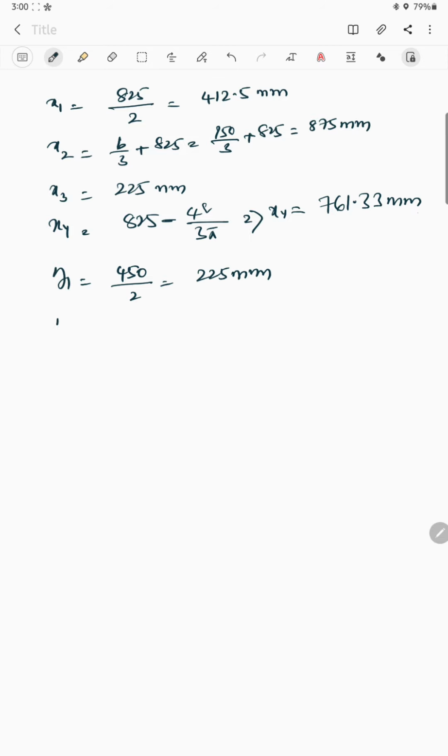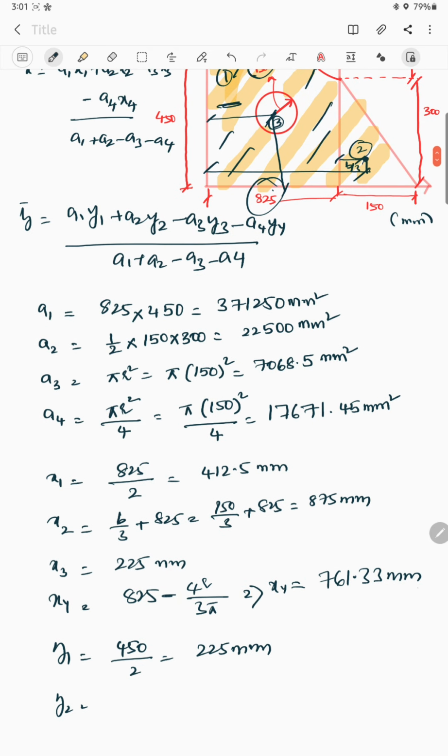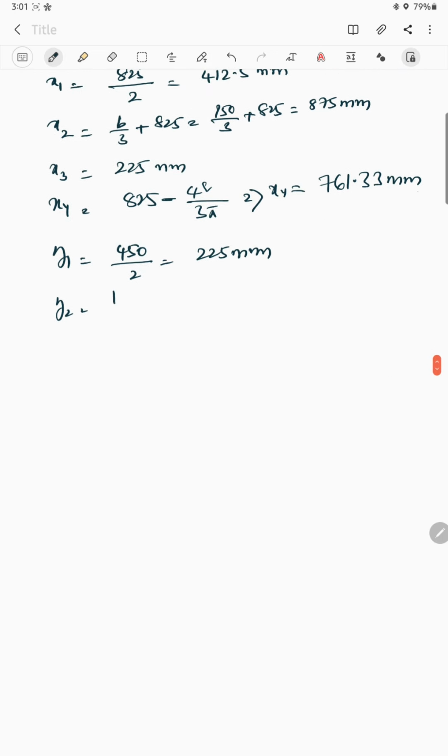Okay. Similarly, what about y2? Y2 is, see this distance. I want this distance. So this is h by 3. We know this one. So h by 3. What is the height of the triangle? 300 by 3, which is equal to 100 mm.